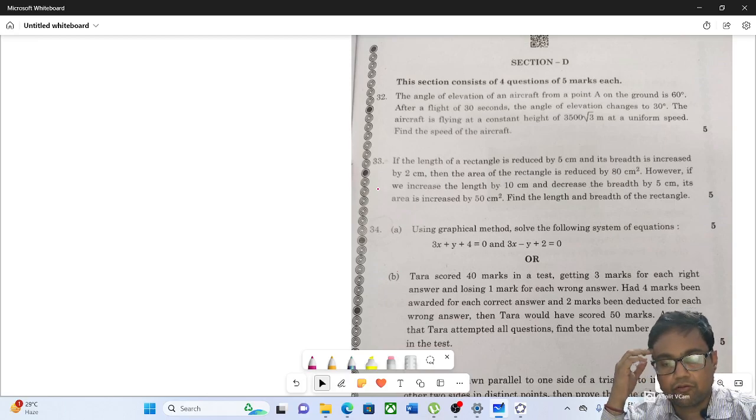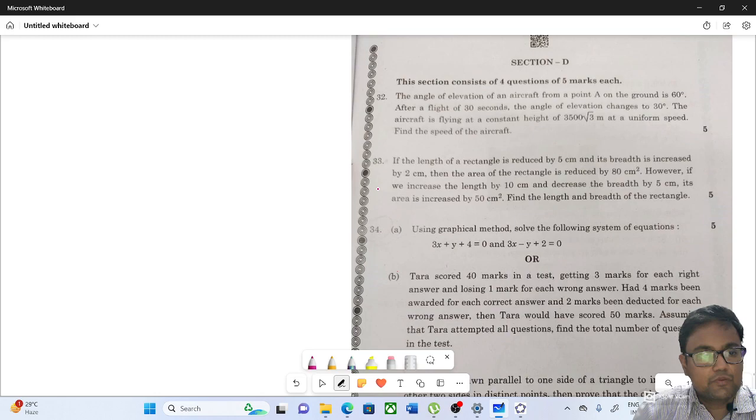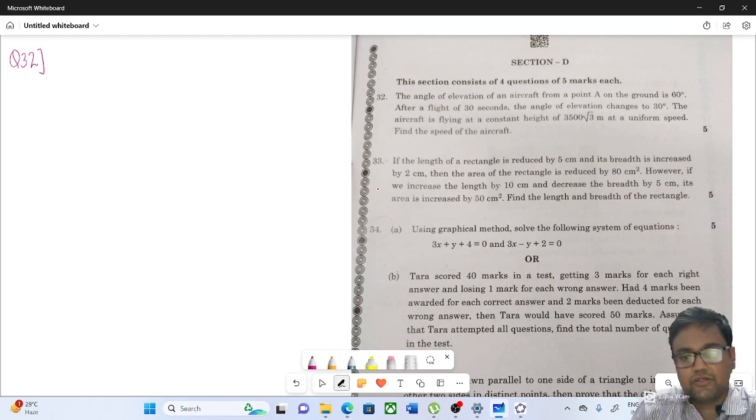Welcome back children to the solution of this question paper, class 10th standard version, and we have to begin with section D of this paper. So let us start with the paper without further ado. Question number 32 is of section D.